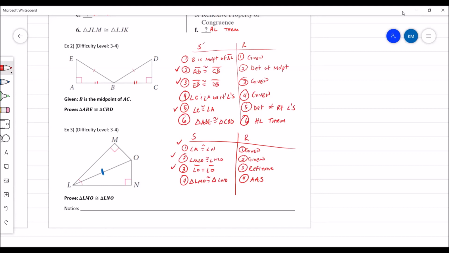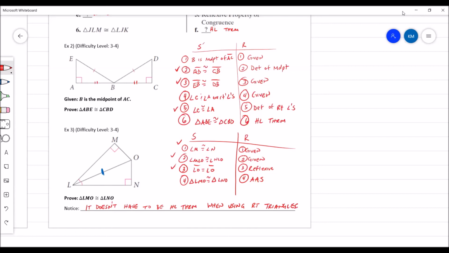So notice we proved right triangles congruent without using the HL theorem. So it doesn't have to be the HL theorem just because you're using right triangles. But it does have to be a right triangle if you're going to use the HL theorem.